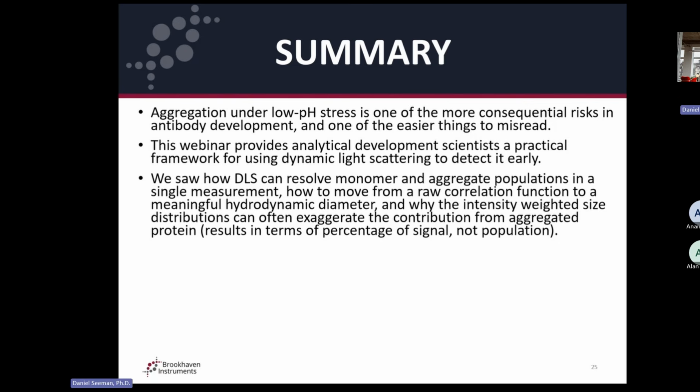And we talked a lot about how you can resolve monomer and aggregate populations. It's difficult to quantify an aggregate. It's very easy to detect an aggregate. And just because there's aggregated protein present does not mean that there's no monomer present.